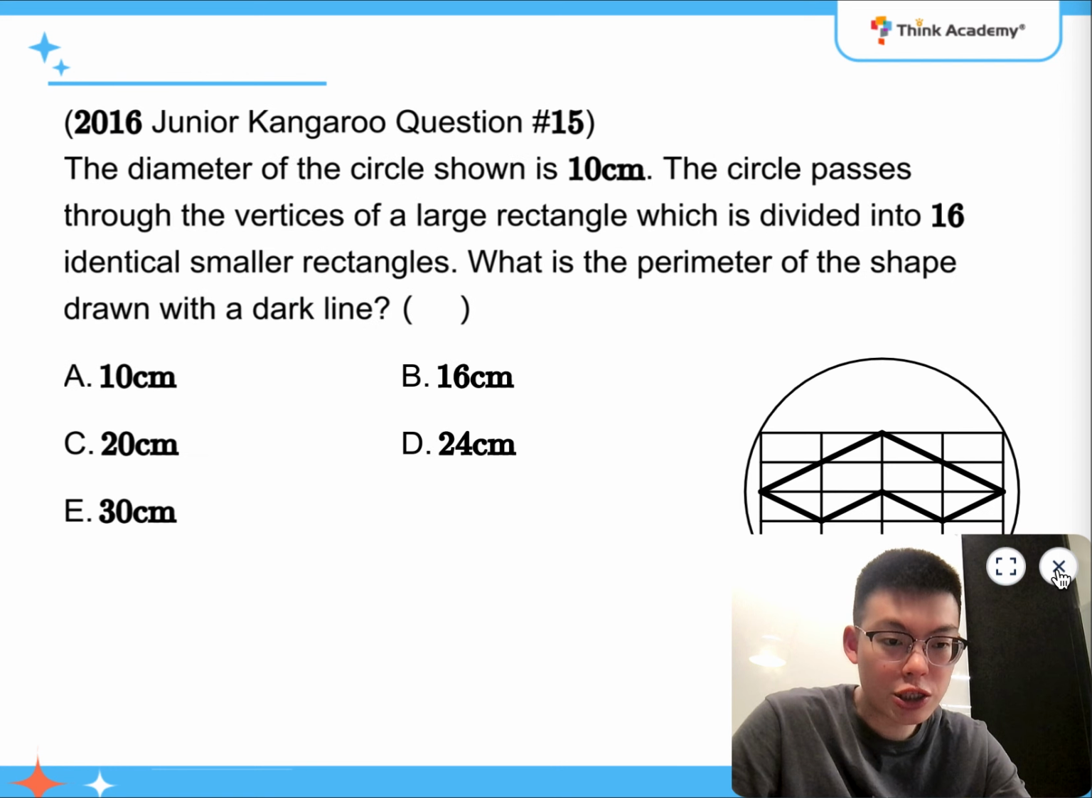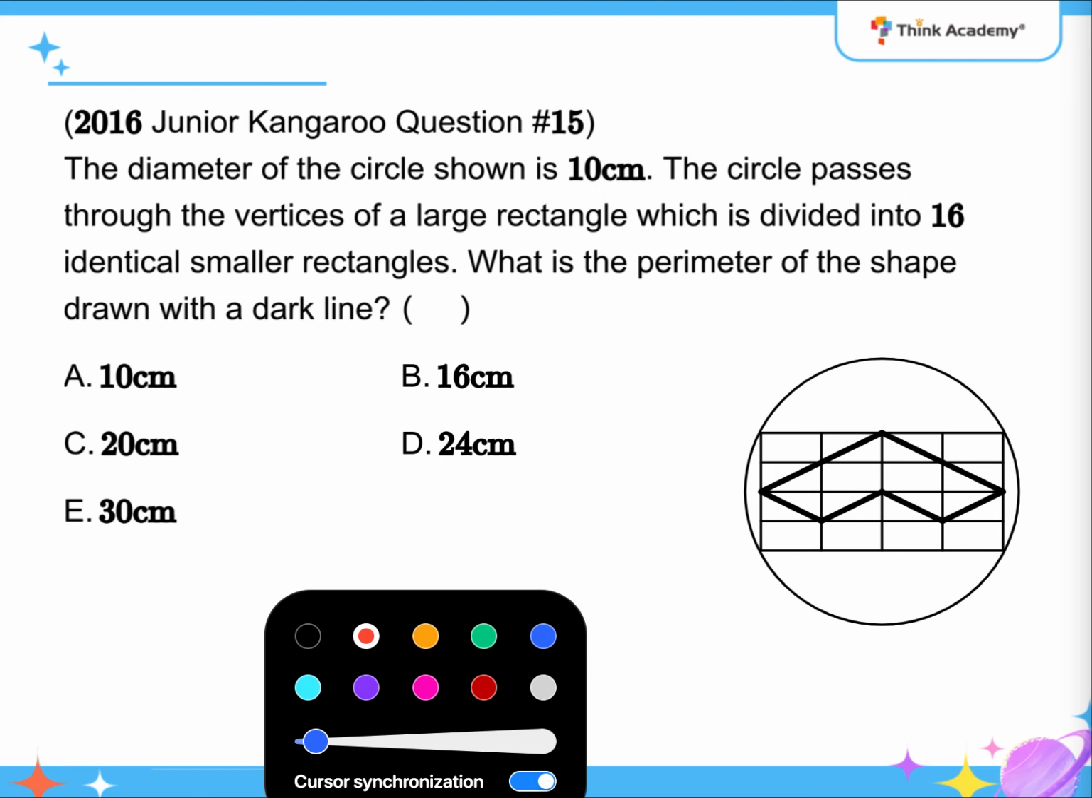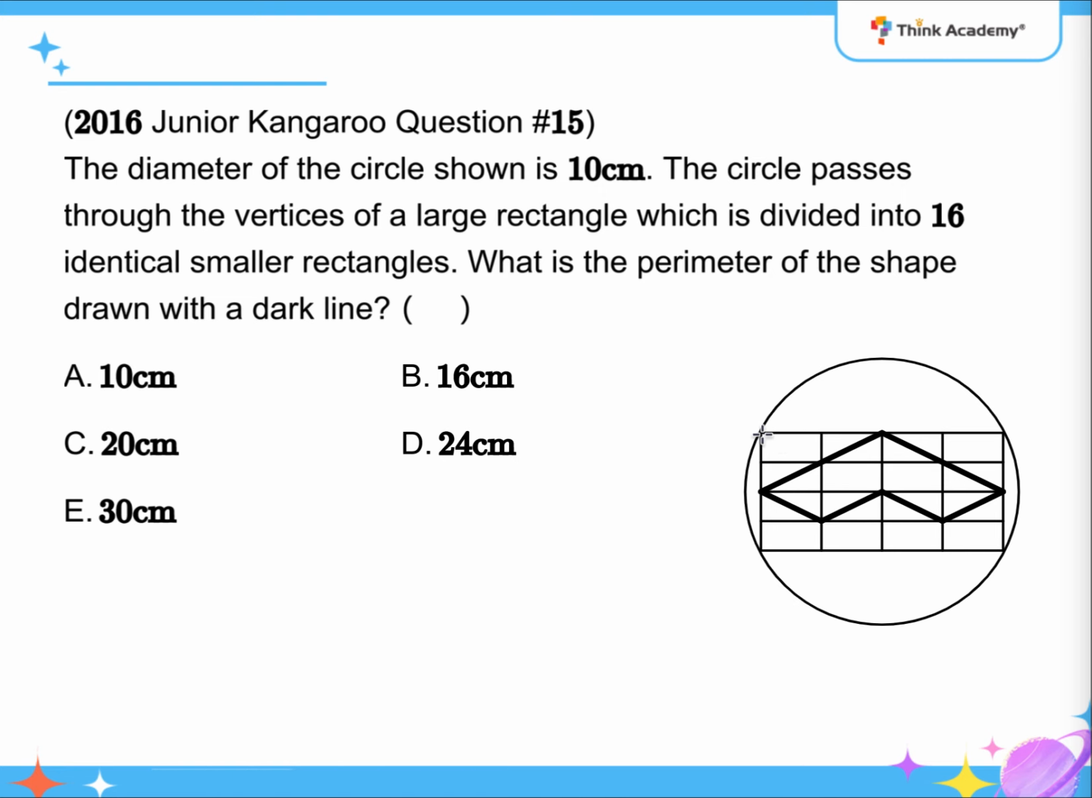And then for question number 15, let's take a look at this question. It says that the diameter of this circle is 10 centimeters. And then the circle is passing through the vertices of a large rectangle, which is divided into 16 identical smaller rectangles. So the diameter is 10, which means that this length is going to be 10, right? It's asking what is the perimeter of the shape drawn with a dark line.